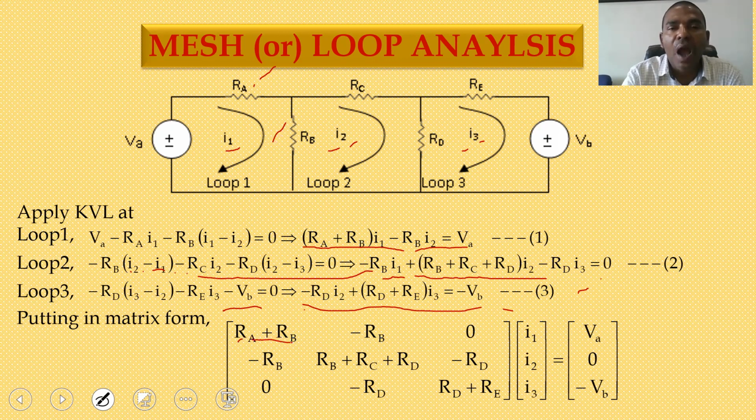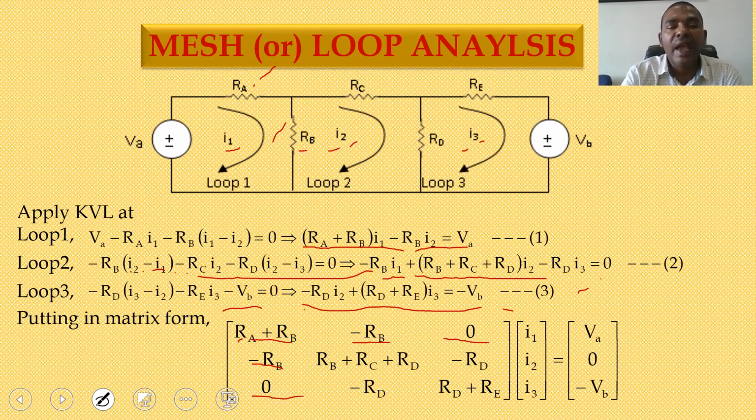Then A12 or A21: loop 1 to loop 2 connecting element, or loop 2 to loop 1 connecting element. So here it is RB. So we have to write A12 and A21 as RB, and half diagonal elements are always negative according to the direction of current. Then A13 or A31. In this circuit you don't have any direct connection. Blindly put 0.